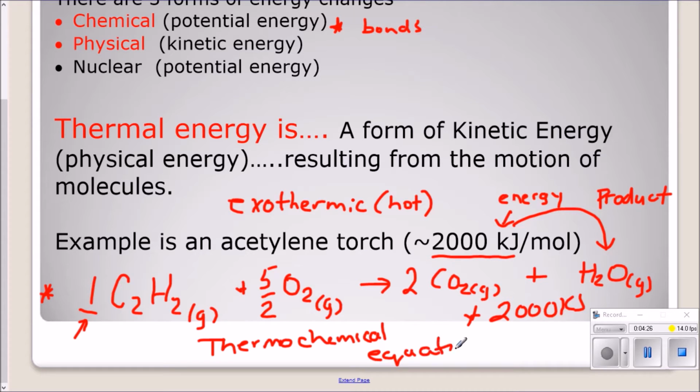So this is what a thermochemical equation is. It includes a heat term. Generally, it includes that heat term in something called kilojoules, which we'll explain what it means as we move further.